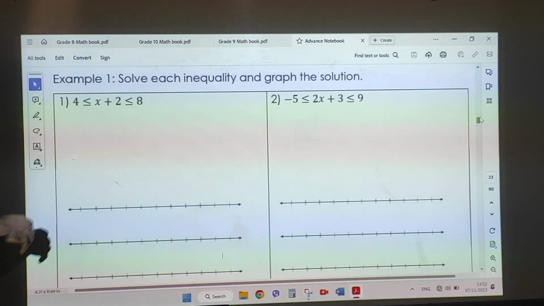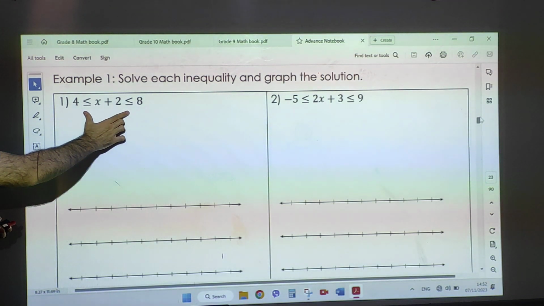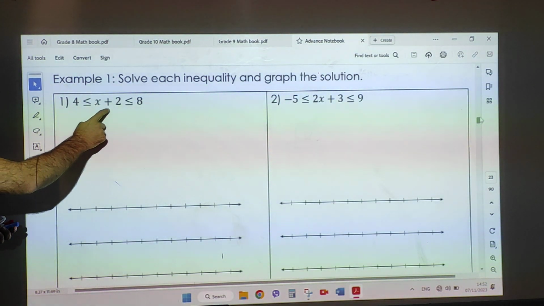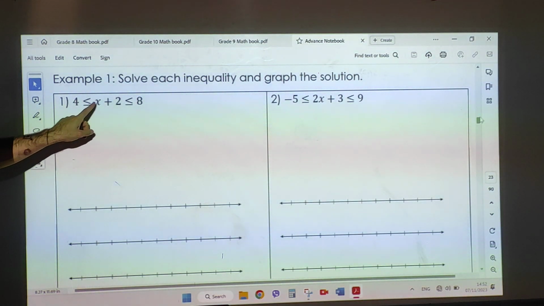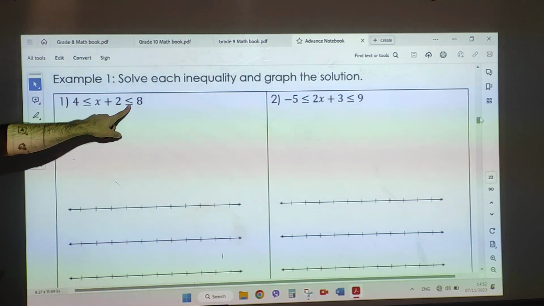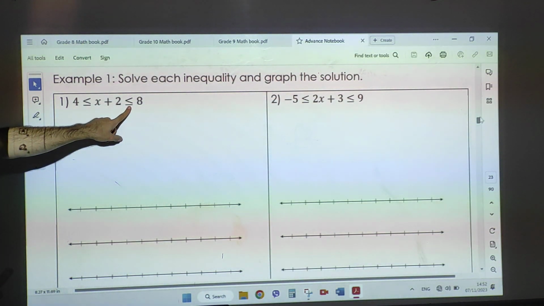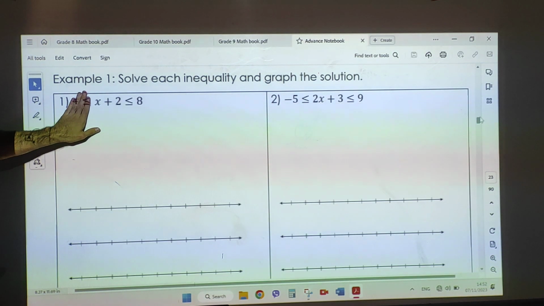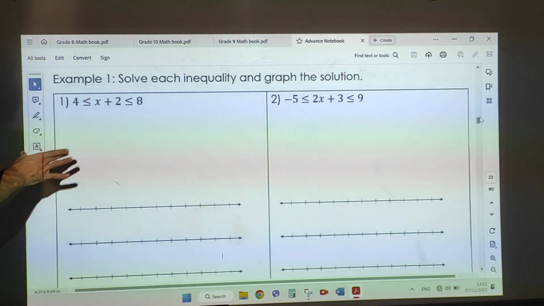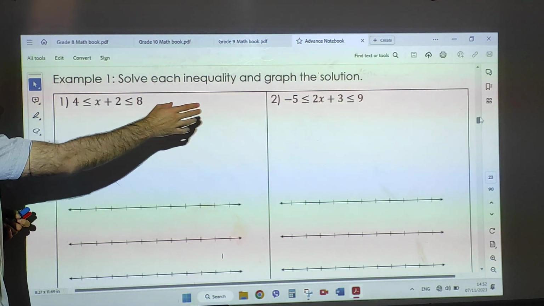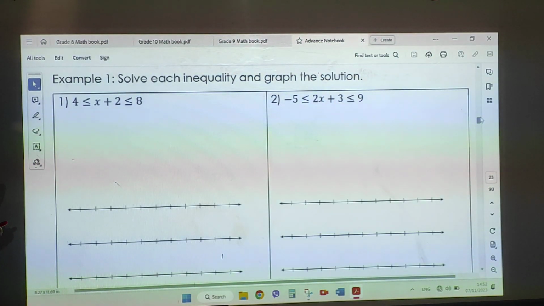The first one, we have this inequality: 4 is less than or equal to x plus 2, less than or equal to 8. We have two inequality signs. In the other lessons we had only one inequality, one sign, but now there are two. When there are two and there is nothing in between, we make it two parts.